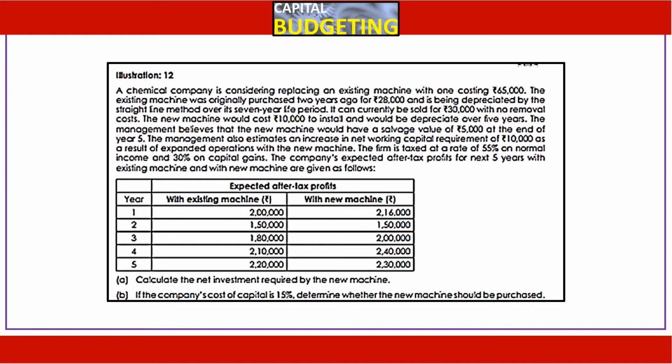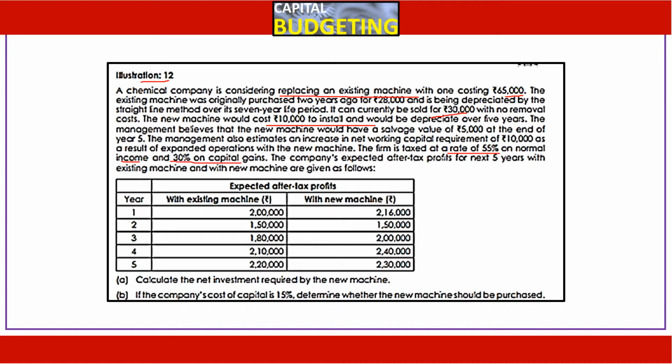This is illustration number 12. It is focusing on replacing an existing machine, which involves additional installation cost of the machine, and also selling the old machine, which results in normal gain as well as capital gain. And the illustration states the company pays 55% on normal income and 30% on capital gains.